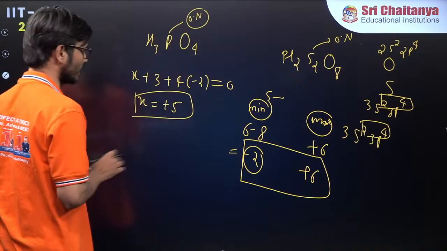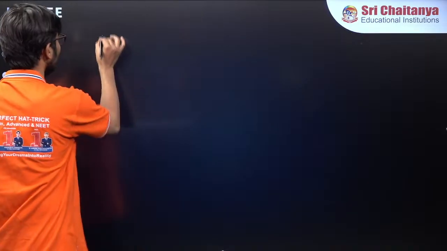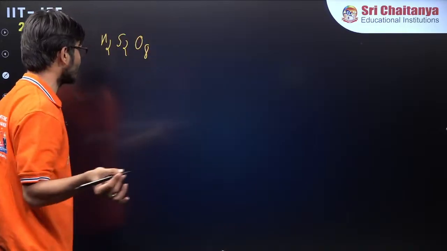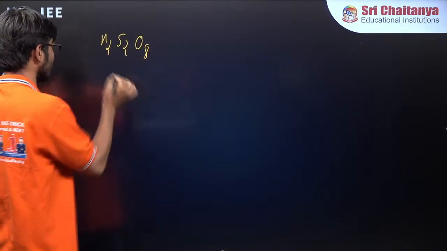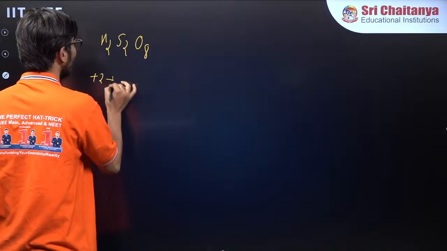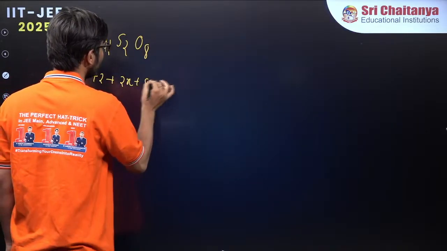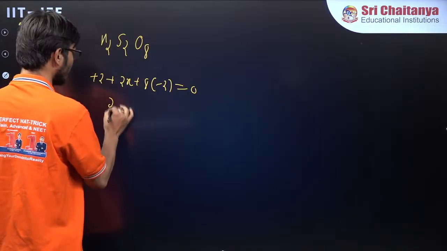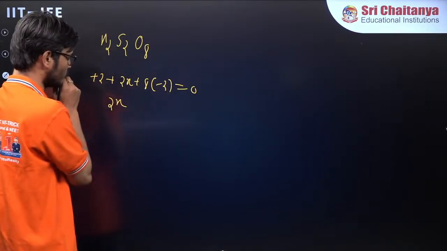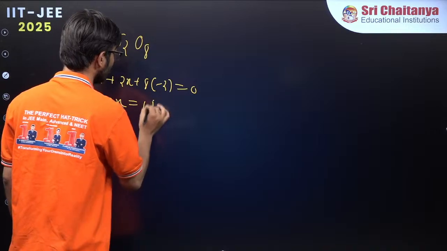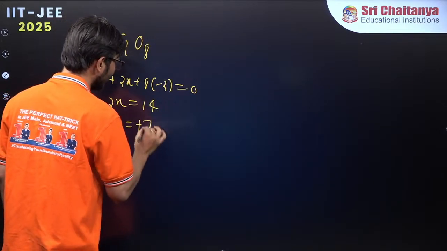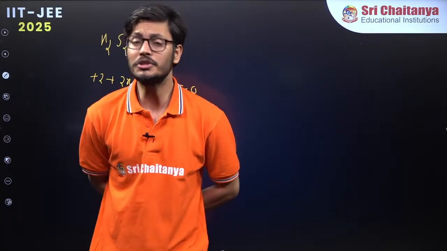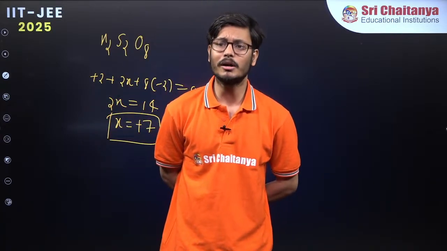If you go by the X method, in H2SO8 the value is +14. So this is +2 plus 2x plus 8 times -2 is equal to 0. Now 2x minus 16 plus 2, 14. So this is equal to 14, and your X comes out to be +7, which is not possible. So whenever you calculate the oxidation number, you cross check it.